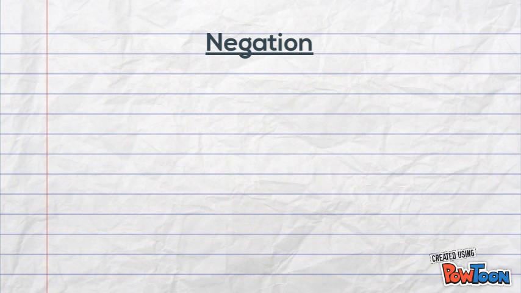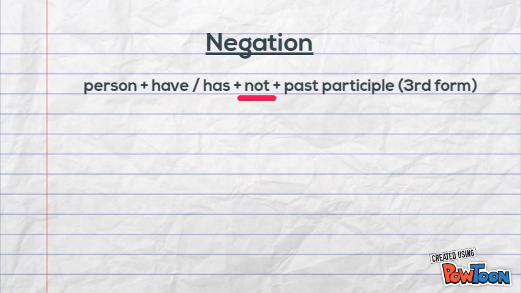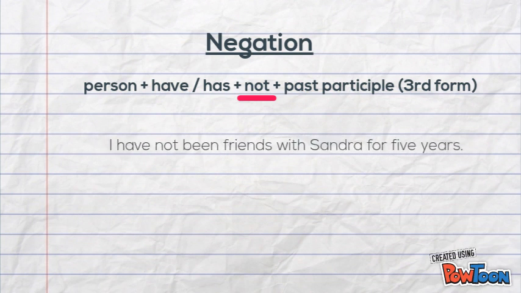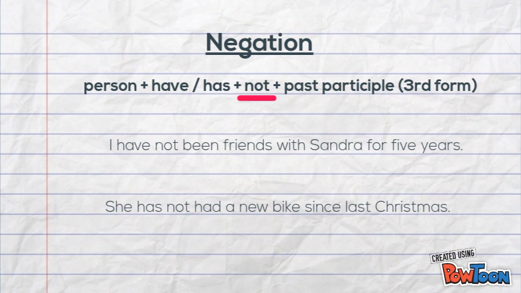Now let's have a look at the negation. You need person plus have or has plus not plus past participle. I have not been friends with Sandra for 5 years and she has not had a new bike since last Christmas. You can also say I haven't been friends or she hasn't had.